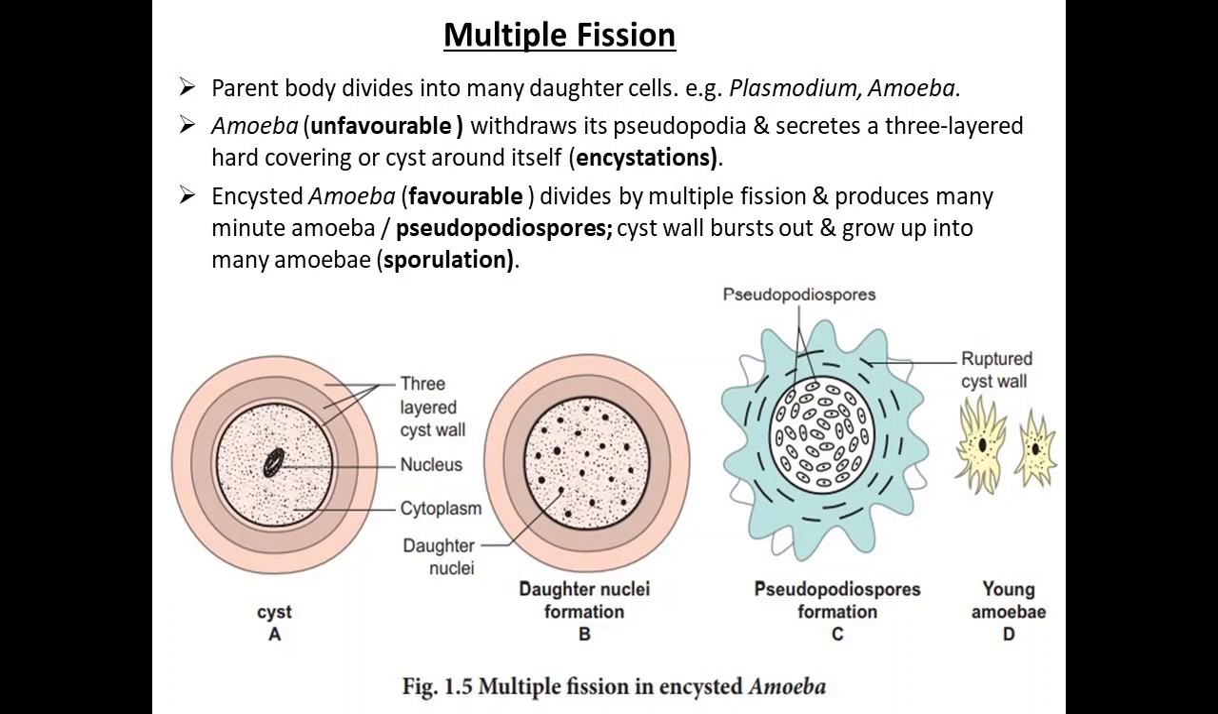Another example is the malarial parasite, which, in the liver, when it infects human beings, brings about malaria. It divides there by multiple fission.